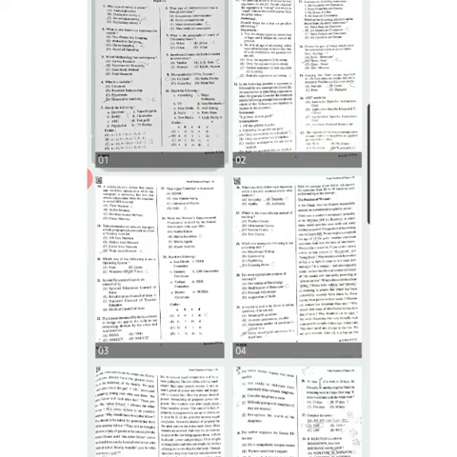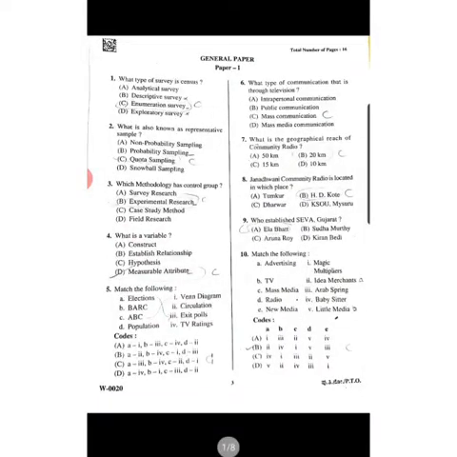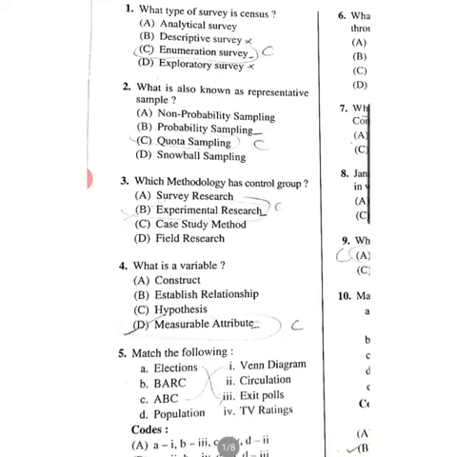So let's start with the first one, that is, which type of survey is census? This here is a very tricky one, because when census flashes, it's all about numbers and it happens every 10 years and every consecutive time. So the answer for what type of survey is census is enumeration survey.